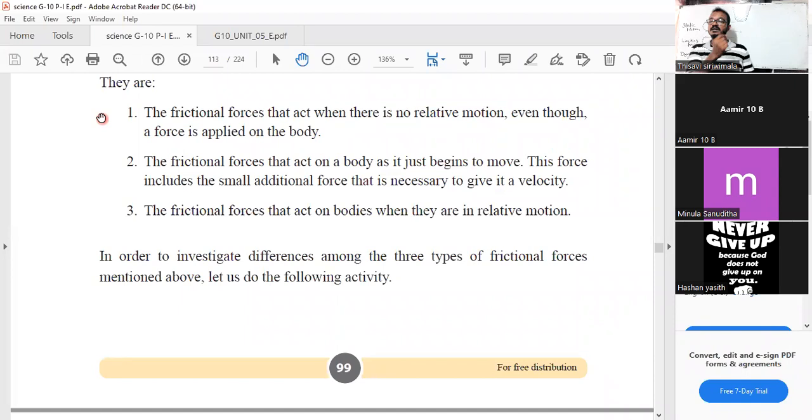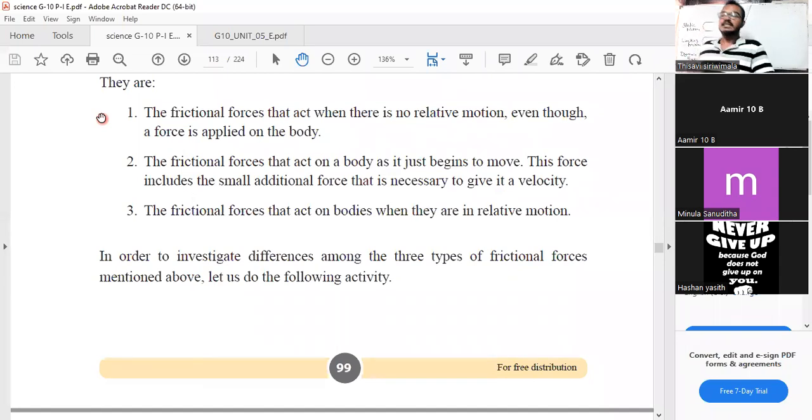ඉතා සුළු වෙලාවක තියෙන frictional force එක තමයි මේ limiting frictional force. It acts only at the point of start in the motion. So it is the maximum frictional force between the two surfaces. එයා තමයි ලොකුම frictional force එක.